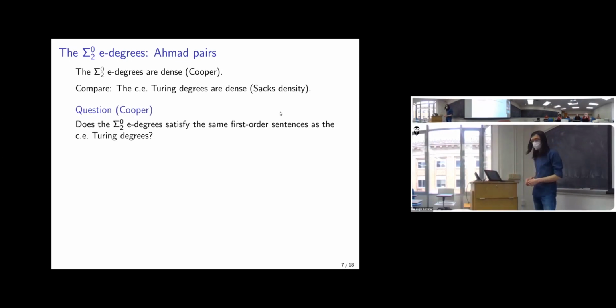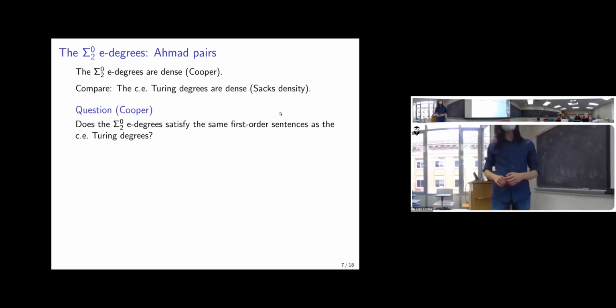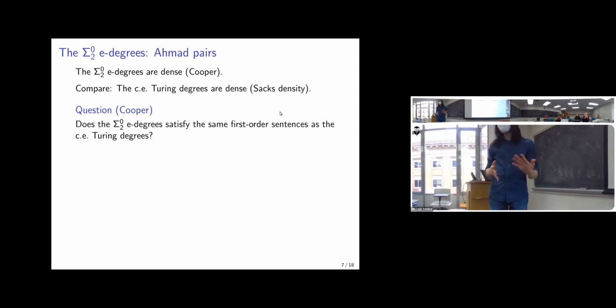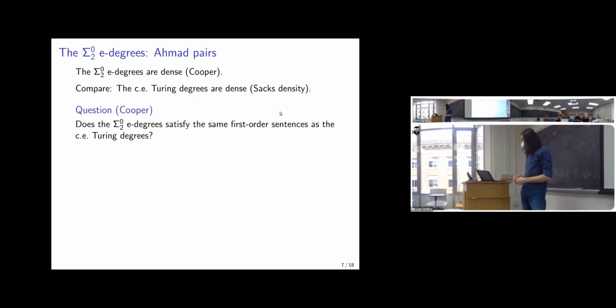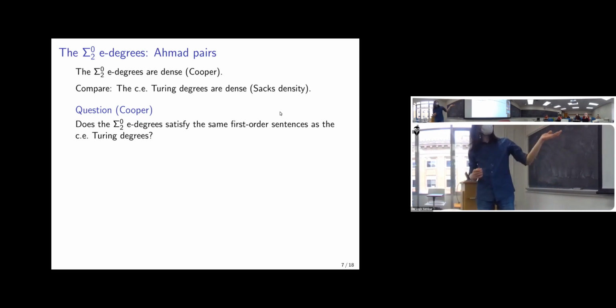This is also true for the CE Turing degrees, right? In the CE Turing degrees, you have density, so they are dense. And so Cooper asked, are these two structures elementarily equivalent? Do they satisfy the same first order sentences? Cooper didn't know of any counterexample to this, and such a counterexample was provided by Ahmad. What I'm about to show you was not Ahmad's first counterexample, but it is a counterexample.